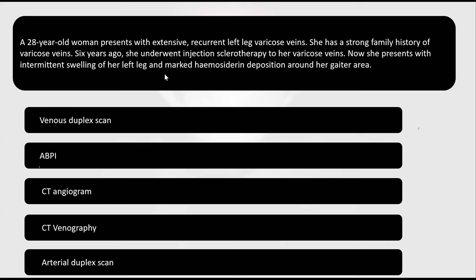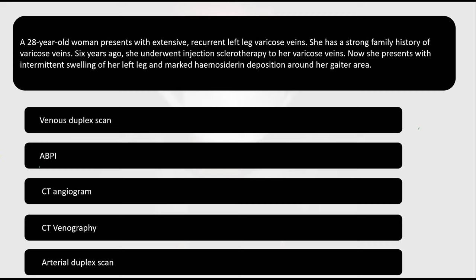A 20-year-old woman presents with extensive recurrent left leg varicose veins. She has a strong family history of varicose veins. 6 years ago, she underwent injection sclerotherapy to her varicose veins. Now she presents with intermittent swelling of her left leg and marked haemosiderin deposits around her gaiter area. So the investigation will be venous duplex scan, ABPI, CT angiogram, CT venography, or arterial duplex scan.